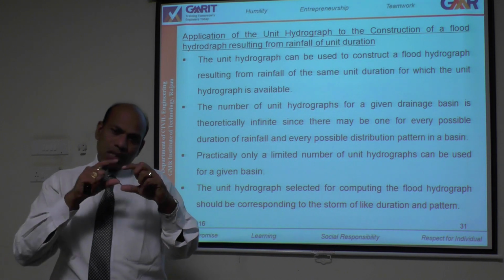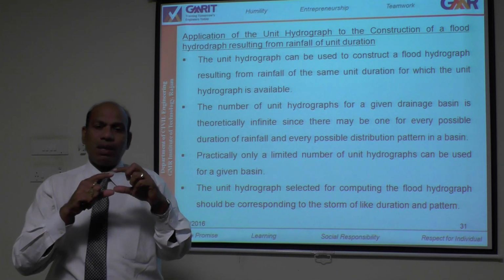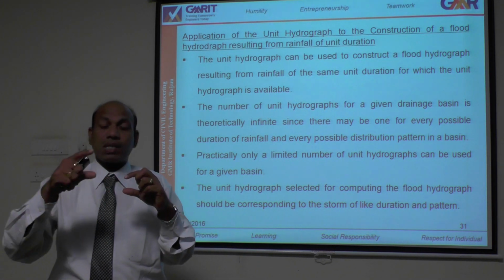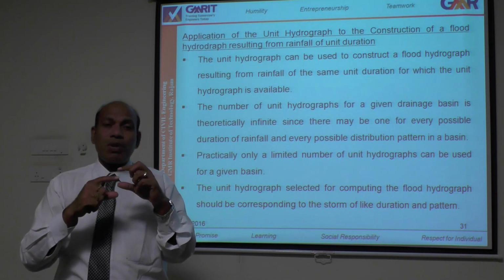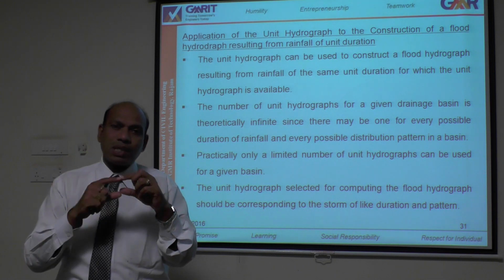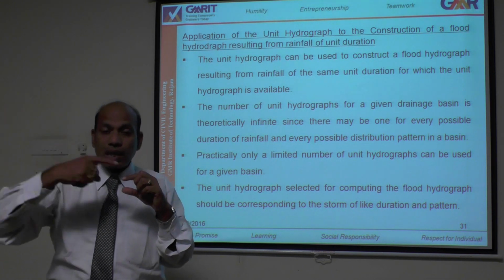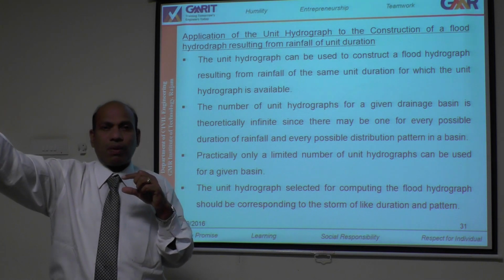Another time, this is common. Rainfall unit duration is 3 hours, rainfall excess is 20 centimeters. Yes, with respect to duration, the unit duration is the same, the effective rainfall is the same, but the intensity is different. Here also we have different unit hydrographs.